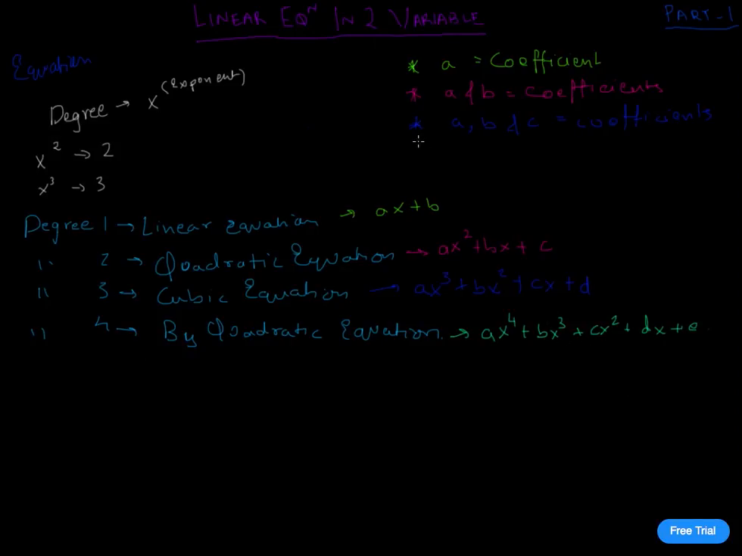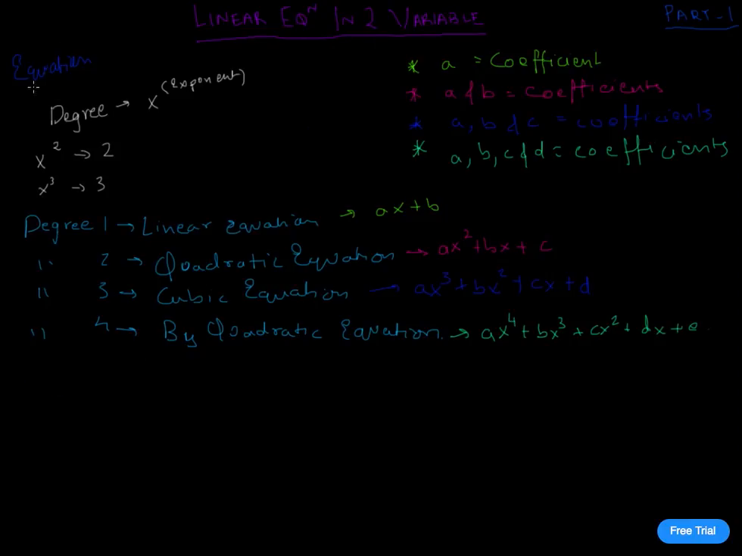So here in this equation, a, b, c and d are coefficients, and e is the constant, right? So let's continue further. You can also divide the equation based on the number of variables that they have. So based on the number of variables, we can divide equations.